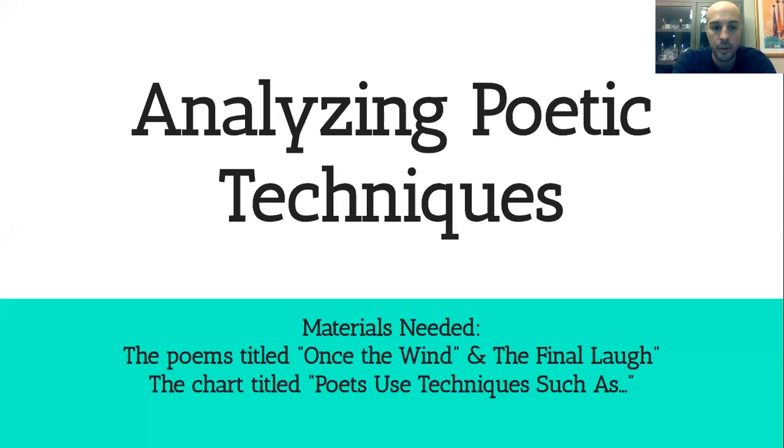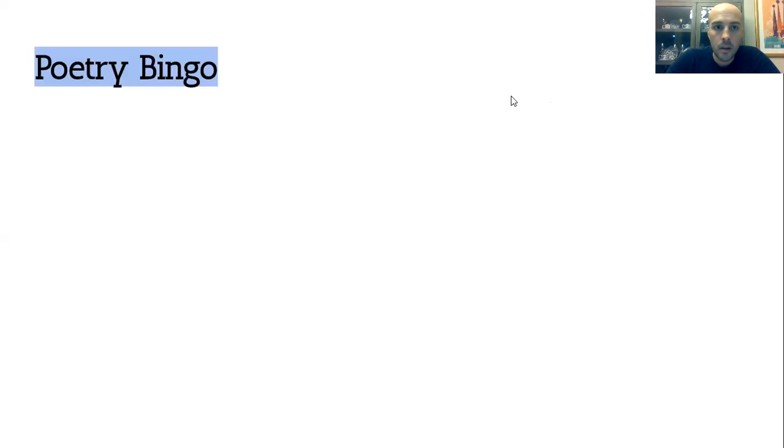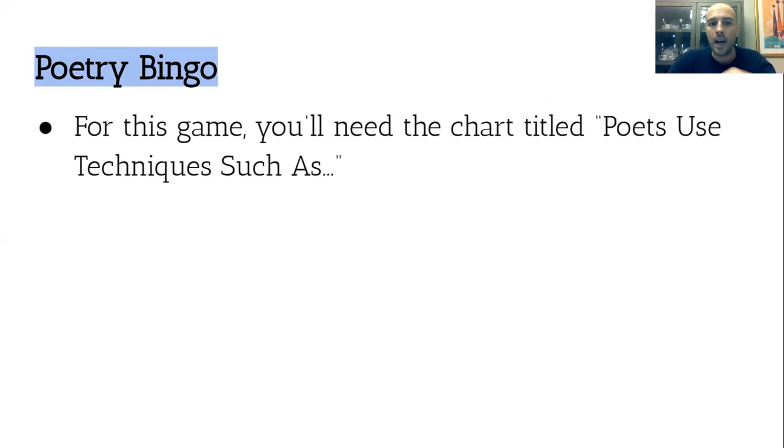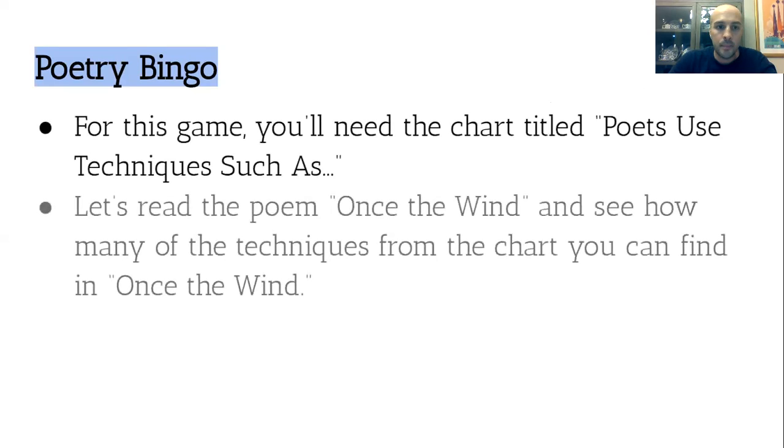Third piece of material that you need is a chart, which you also have in your red reading folder, titled Poets Use Techniques Such As. It's actually on the other side of Once the Wind. So we're gonna play a little poetry bingo, okay? We're gonna have to do this in a virtual way, not as we would have played it in the classroom. I want you to look at that chart that's titled Poets Use Techniques Such As. That's what you're gonna need to use.